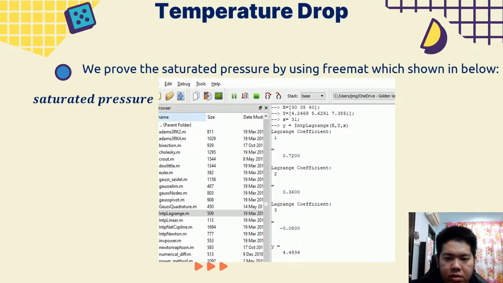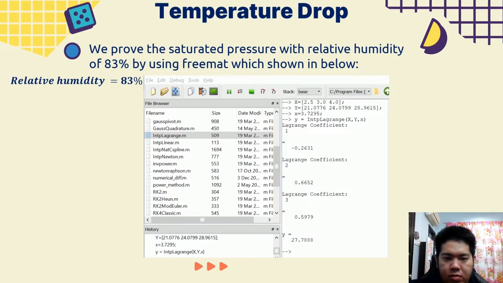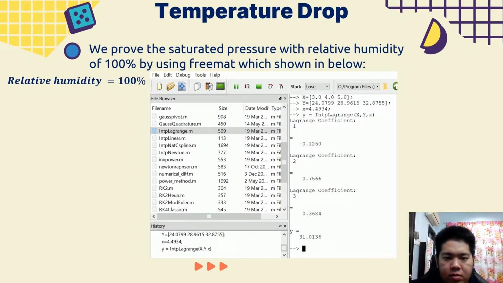We use FreeMat to prove the saturated pressure. We prove the saturated pressure with a relative humidity of 50% by using FreeMat. We also use FreeMat to prove the saturated pressure with relative humidity 83%. For the relative humidity 100%, we also use FreeMat to prove.